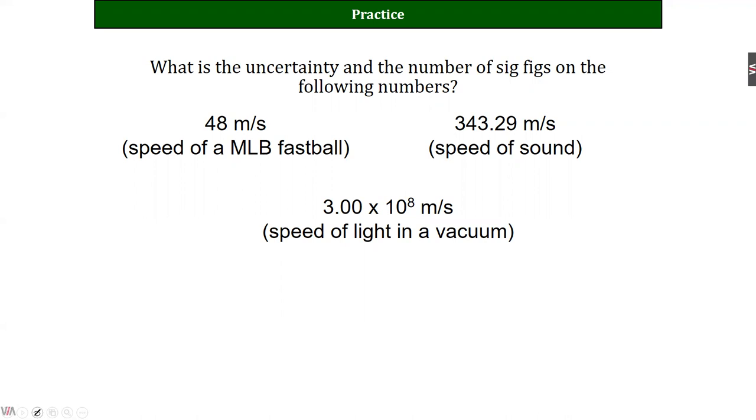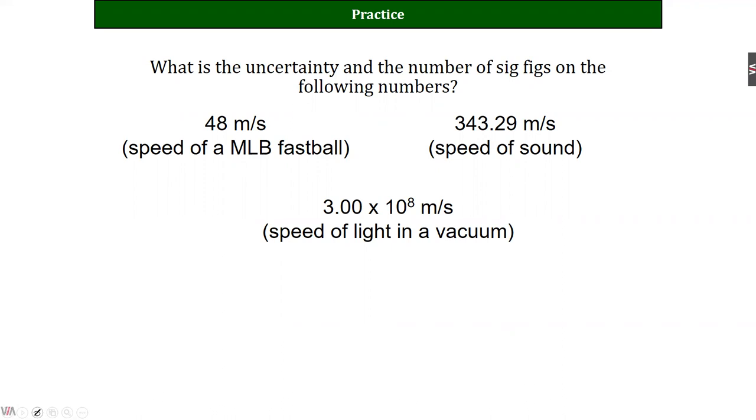So how many sig figs on the fastball? Two. What's the uncertainty? One. The last reported number is where the uncertainty is. You could be off by a whole meter per second. It's worth noting the uncertainty is going to have the same units as whatever you're measuring too, right? So if we're measuring speed in meters per second, our uncertainty will be meters per second. If you're being careful, you could have cases where your uncertainty was not the same units, but it wouldn't make much sense, right? If I say it's 5.25 miles plus or minus a foot, that's kind of a silly thing to do, right? Doesn't make a whole lot of sense to do it that way.